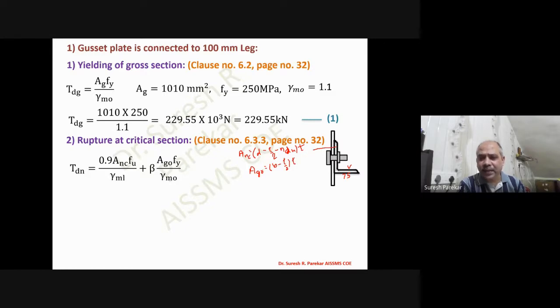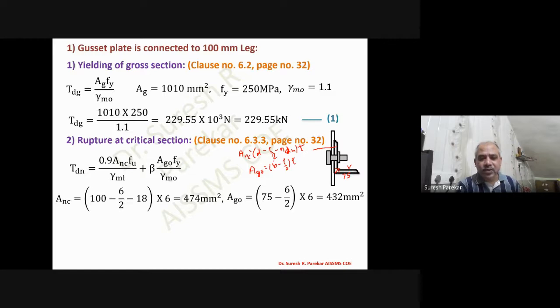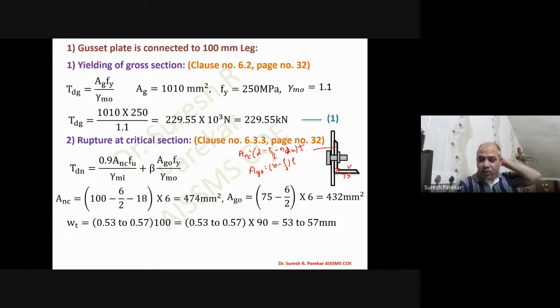Now why are we taking minus T by 2? We have this portion of the thickness, this area which is common to both, and therefore we have taken half the area with the connected leg and half the area with the outstanding leg, and therefore we have this minus T by 2. Now we have calculated these values in this way, getting ANC, AGO. WT, as I already mentioned, is 0.53 to 0.57, and we are going to consider the value as 55 millimeters.